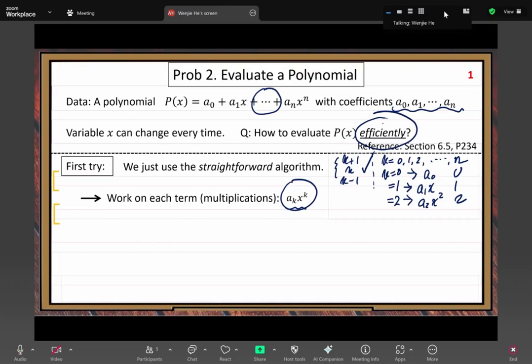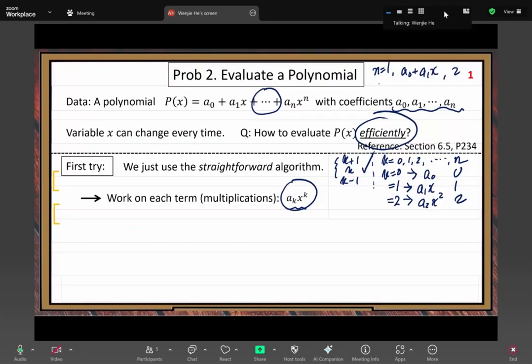Now with this strategy, let's go back to our previous question, counting the number of terms. Do you want to try the same strategy on that? When n equals 1, the polynomial becomes a0 plus a1x. How many terms? 2.